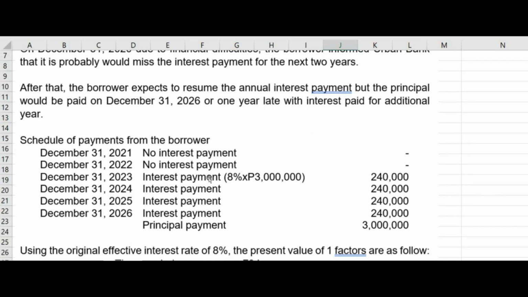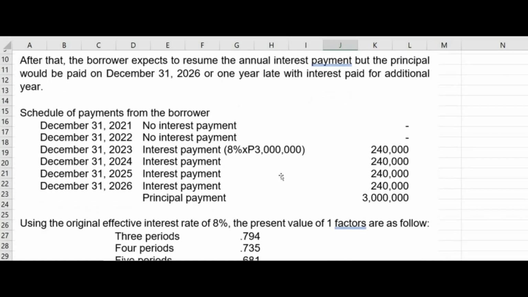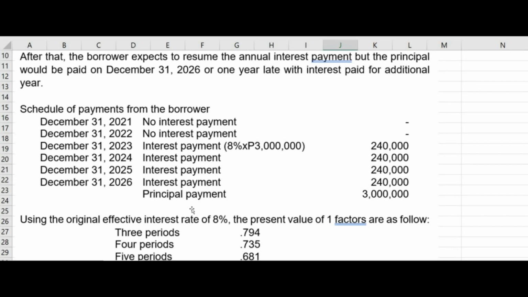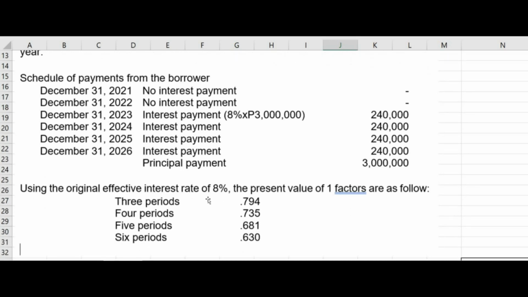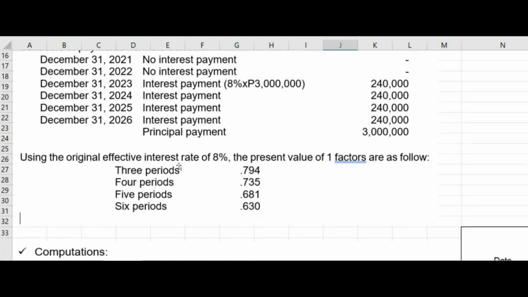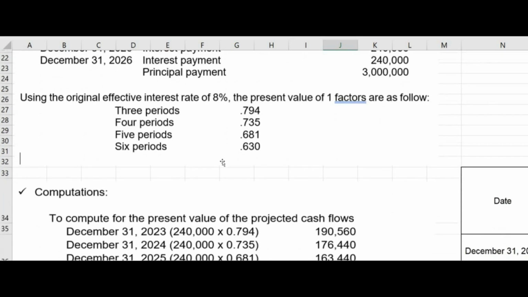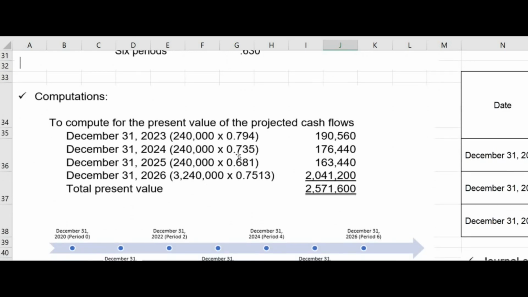So magbabayad siya after 2 years pa, no? So by the end of the third year na. Tapos yung principal payment, ma-delay din siya ng pagbayad. Okay? So we are given here the present value factors at the original effective rate of 8%. So we have here the computations.